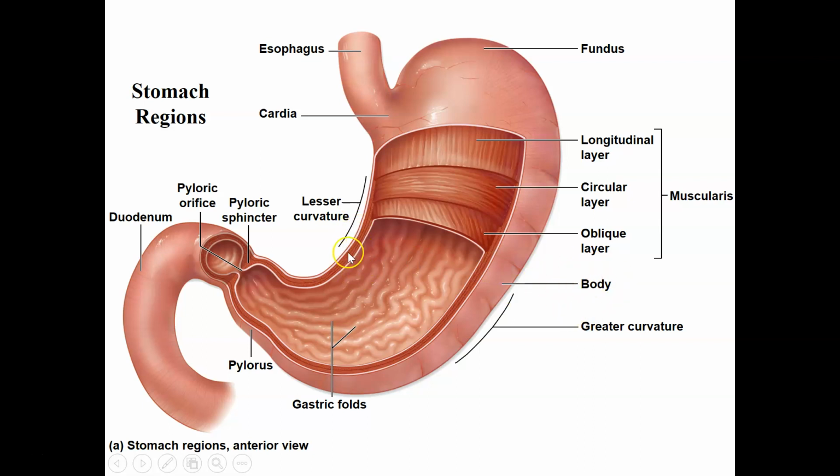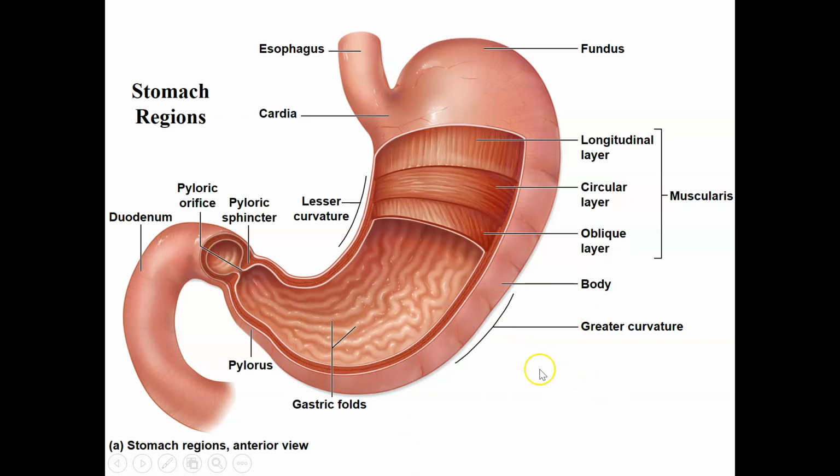And then the body begins to narrow, and this is where it's going to join into the first part of the small intestine called the duodenum. And this narrowed part here is called the pylorus. So the stomach is bound by two sphincters, gastroesophageal sphincter here, and the pyloric sphincter, which is joining the pylorus of the stomach to the duodenum of the small intestine.